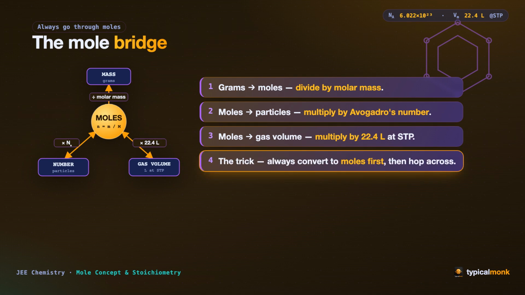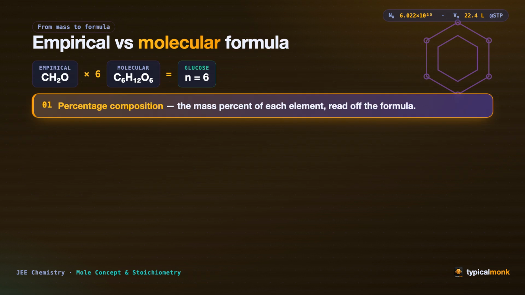And now, the master trick, the one habit that solves this entire chapter. Whatever the question gives you, whatever it asks for, always convert to moles first. Stand on the bridge, then hop across to whichever side you need. Lisa used to jump straight from grams to molecules and kept slipping. The day she started walking through the bridge, grams to moles, moles to particles, she never got one wrong again. Now let us read the formula, the way a chemist reads it.